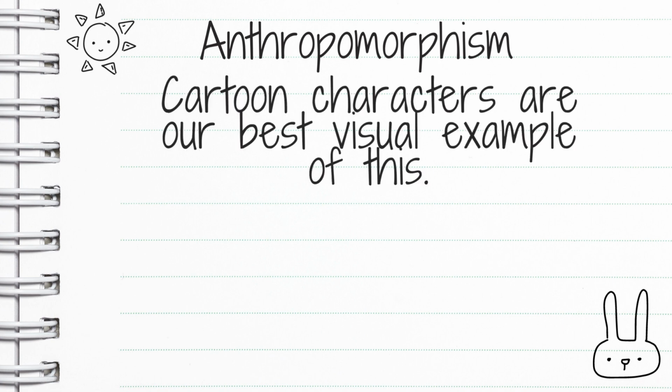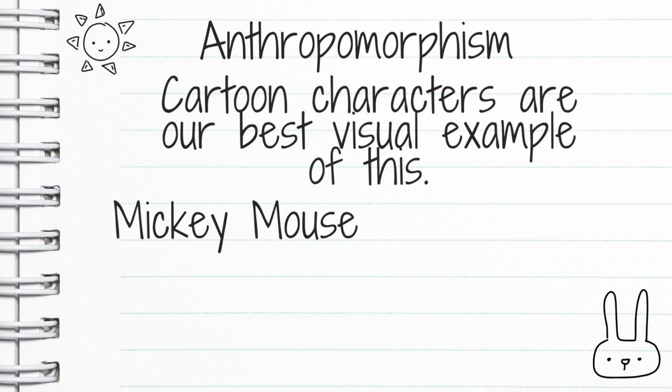So here, I think, is the best way for you to understand anthropomorphism. Cartoon characters are our best visual example of this. So think of Disney's Mickey Mouse. It's a walking, talking mouse with human thoughts and feelings, and he walks around like a human. Okay, but he's not. He's a mouse. We've got Garfield, all right? Garfield is a walking, talking cat with thoughts and attitude.